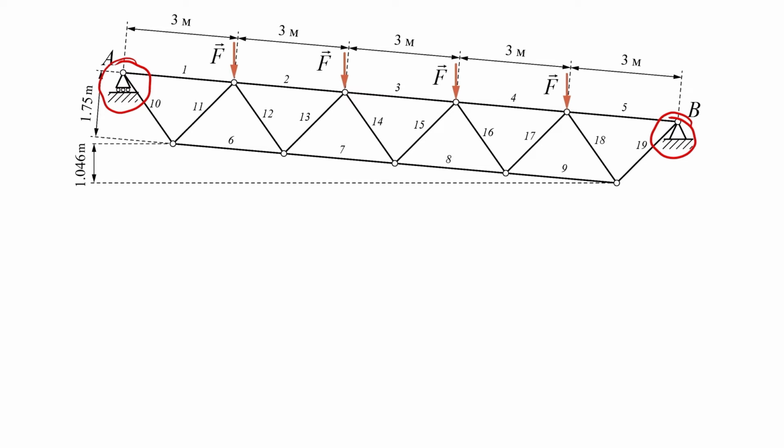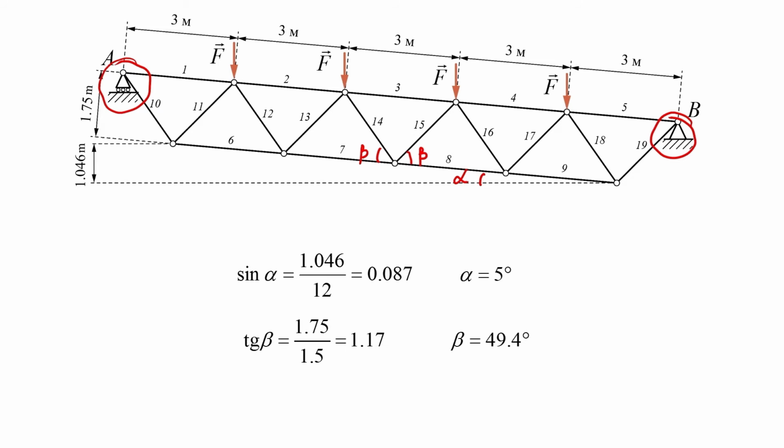To proceed with our calculations, we need to know angles. The angle alpha, whose sine is defined from the geometrical shape of the truss, and the angle beta, whose tangent is also to be found from the geometry of the truss. Let us determine the bearing reaction of the truss. To do this, we construct a free body diagram.